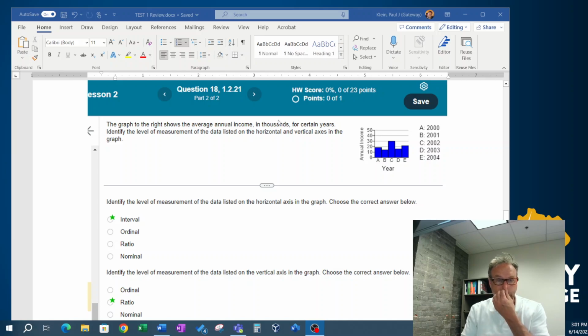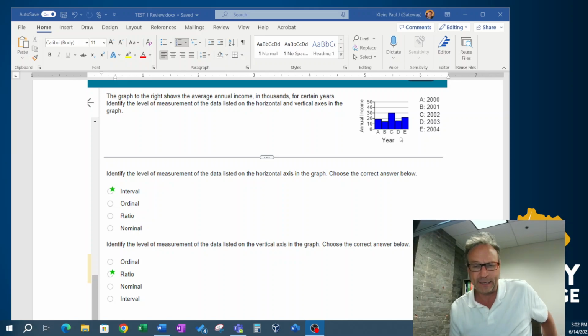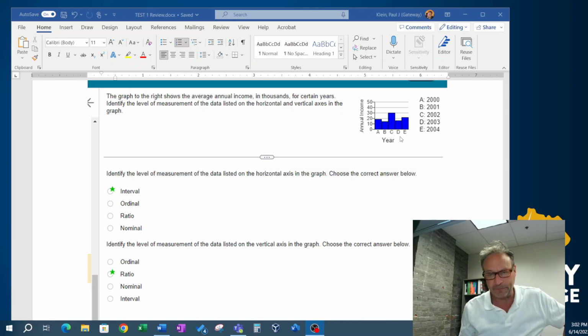This next one I put on there, this is question 18 on the first section. It says, identify the level of, maybe this is on the second section. Identify the level of measurement of the data on the horizontal axis, okay? So I just wanted to make sure this is horizontal, and I know you know that, but just to emphasize that again so you don't get distracted or something on the test. This is A, B, C, D, E, and so this labeling is actually here. This is years, and remember, years and temperature are interval data, all right? So this horizontal is this.